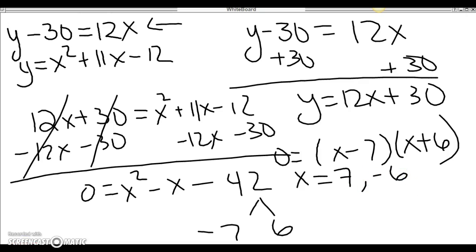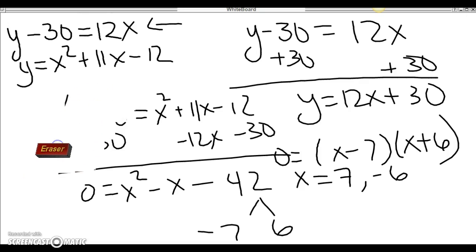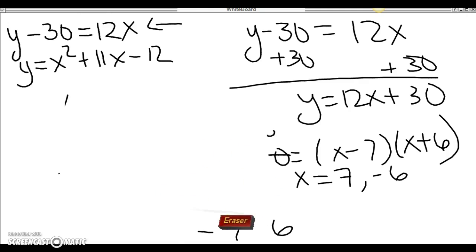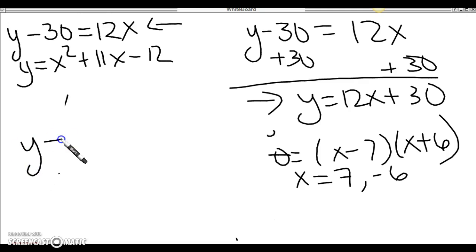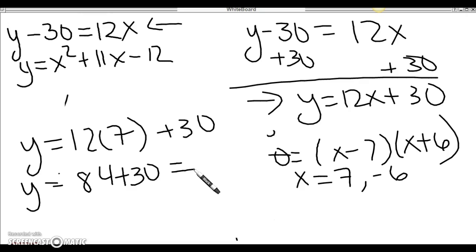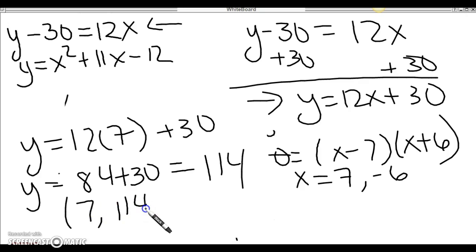So I'm going to have to erase some of this. And I need to find out my y values now. So we'll plug that in. We'll use this equation. It's the easiest to use in my opinion. So I get y equals 12 times 7 plus 30. So I get y equals 84 plus 30, which is 114. So first one is 7, 114.